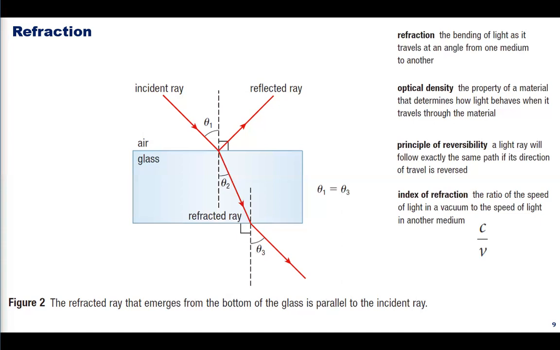So consider the speed of light in various media. The speed of light in vacuum is approximately 3.0 times 10 to the power of 8 meters per second, right?